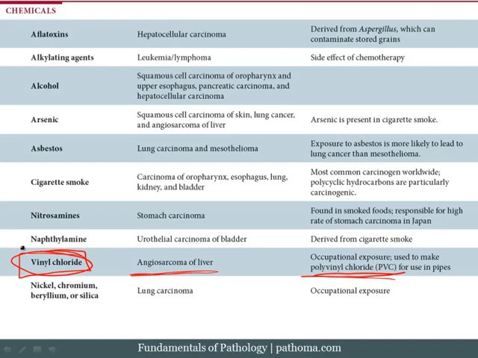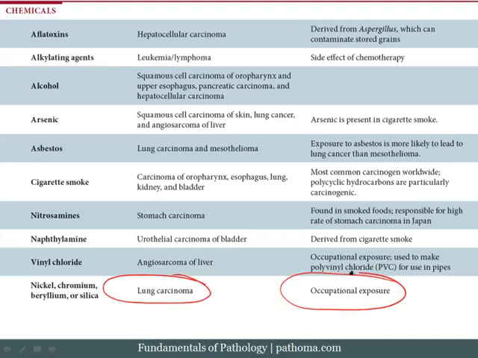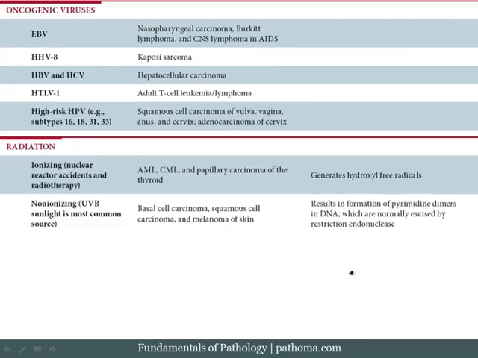Another important association, and the last in this particular list, is nickel, chromium, beryllium, or silica, and these are associated with lung cancer. Again, these are occupational exposures, and they increase the risk for formation of lung carcinoma.